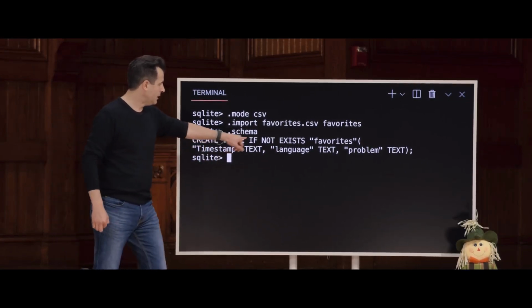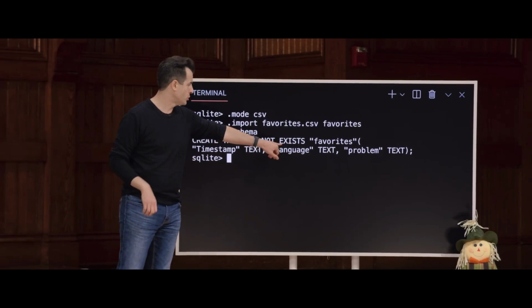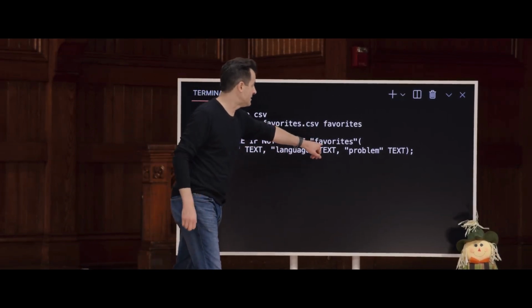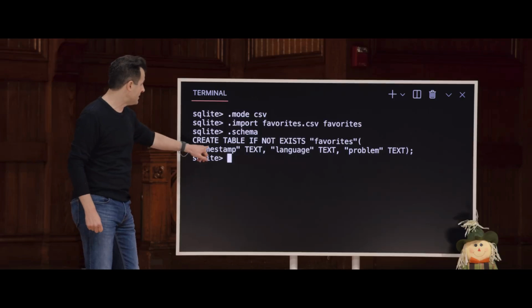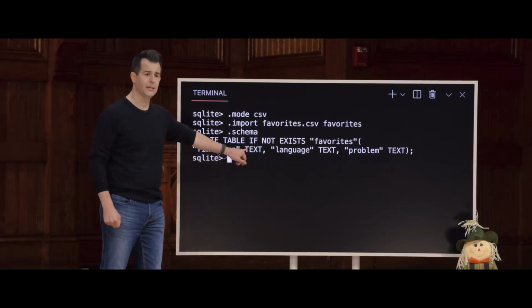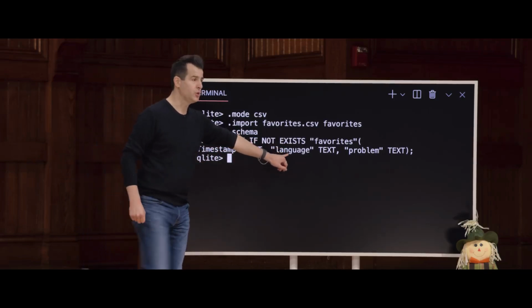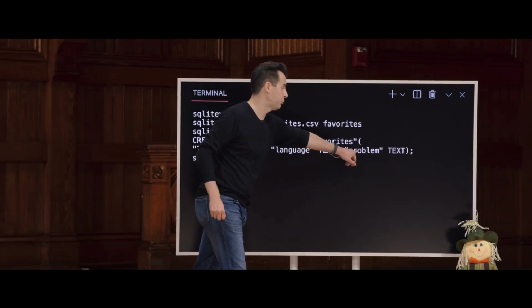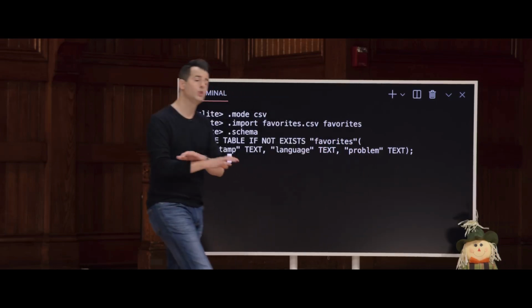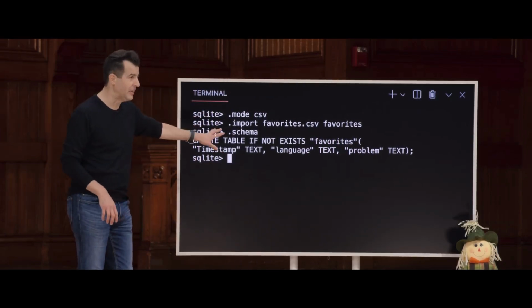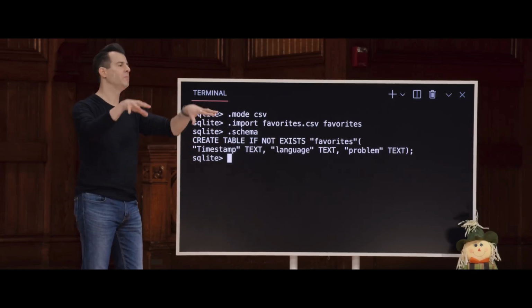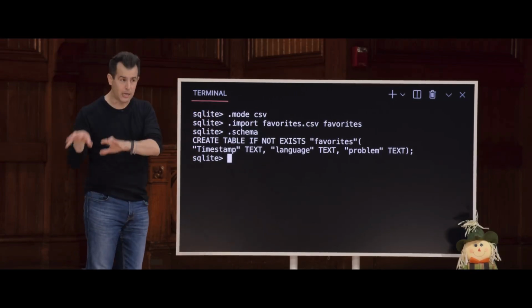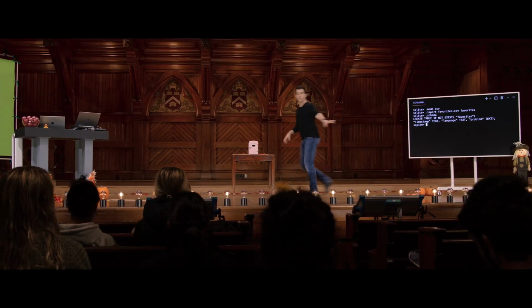Create table, if it doesn't exist, even though it's more terse than that. I want to create a table called favorites. And then the columns for that table are going to be timestamp, which is going to be text, comma, language, which is also going to be text, comma, problem, which is also going to be text. That was just inferred very trivially by the .import command to just figure out that, yes, just give me a 3-column database table based on the Google form.